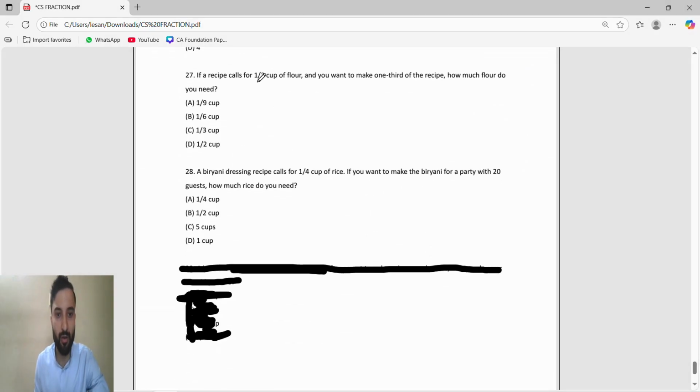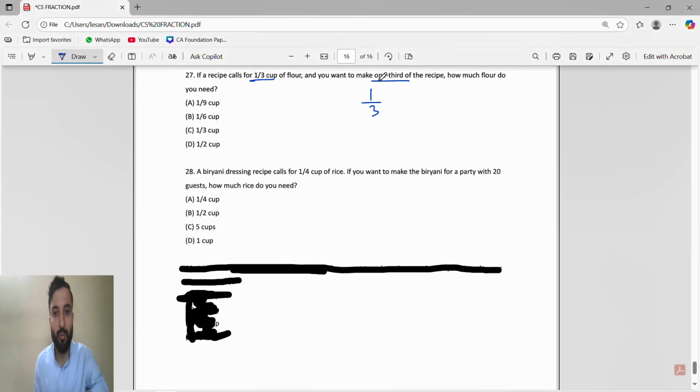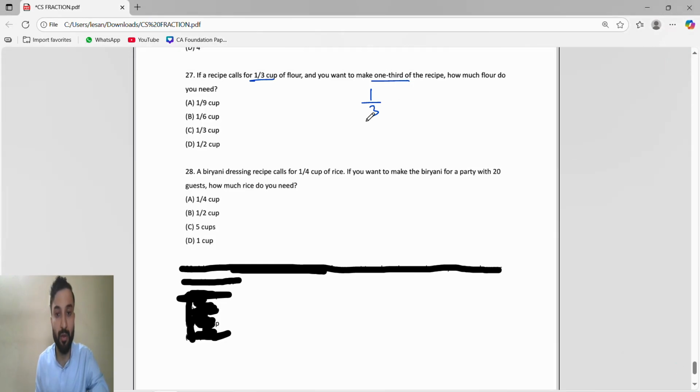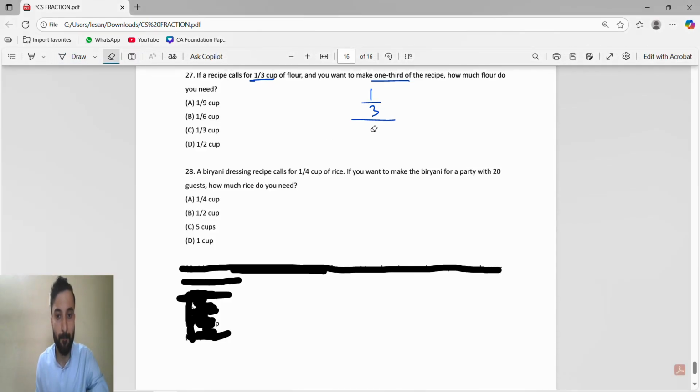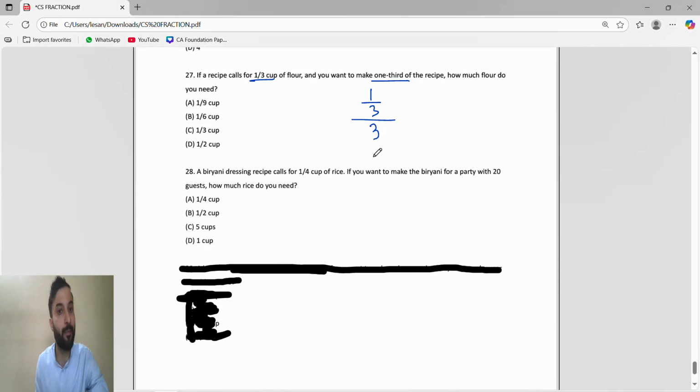If a recipe calls for 1/3 cup of flour, you want to make 1/3 of the recipe. 1/3 of the recipe means divided by 3. If suppose you have 50 rupees, and I say you have to make half of this, half means divided by 2. It will become half.